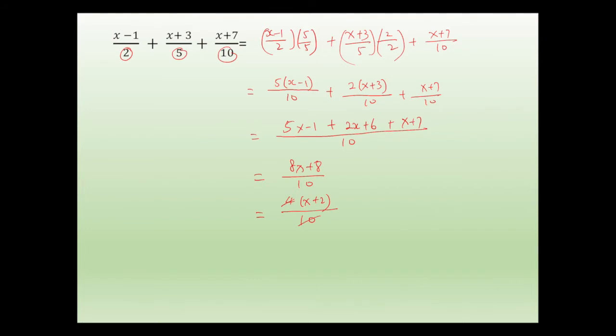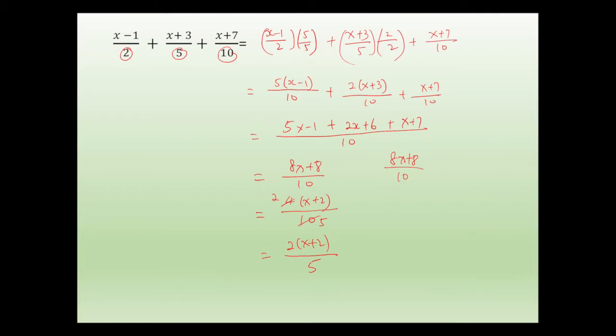It's 2 times x plus 2 over 10. And therefore, we can cross out. This is 2 and this is 5. Therefore, it's 2 times x plus 2 over 5. Now, there's actually another way of doing it. 8x plus 8 over 10.